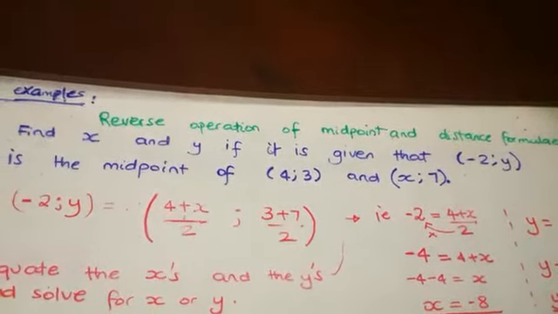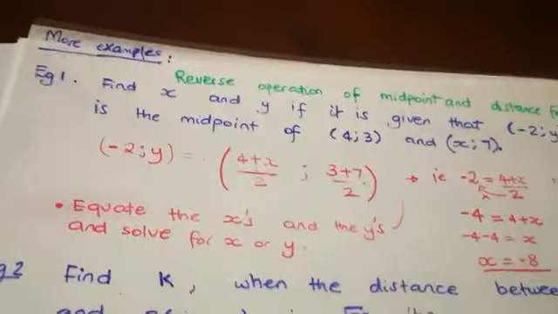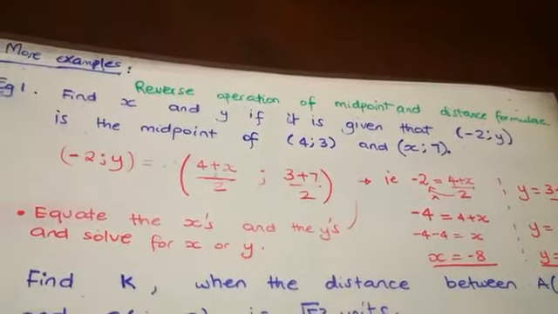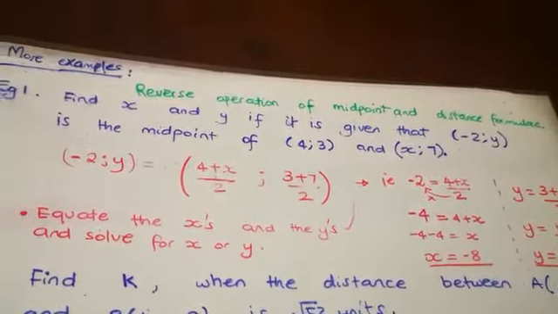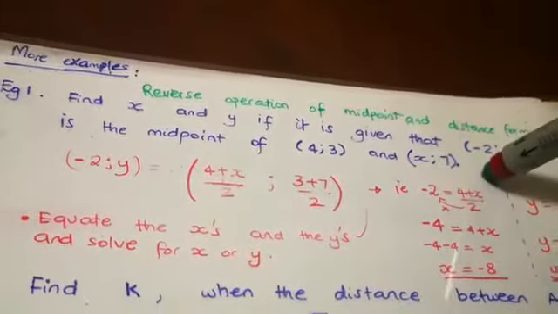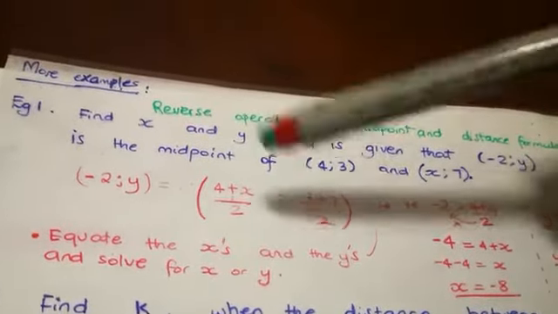You are given the midpoint and then you have to find x or y. Okay, so we'll start with the midpoint one. The first example says find x and y if it is given that (-2, y) is the midpoint of (4, 3) and (x, 7). Remember, we just read it as 4, 3.